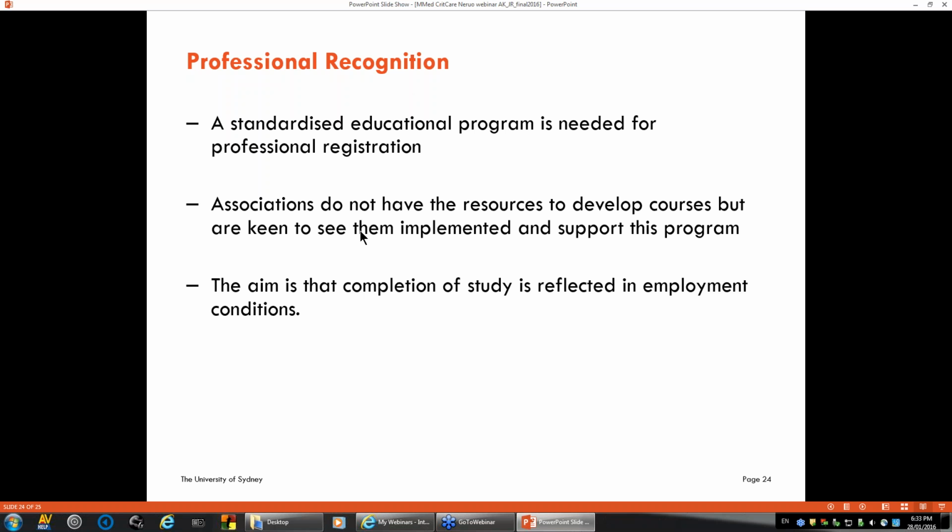And at the moment the associations want this, but they obviously don't have the resources to develop courses. They are keen to see them implemented and do support programs such as this coming out and giving us something to train us up. The aim is that at the completion of study, it is reflected in employment conditions. So in some states when you obtain a Master's it means that your pay rate may go up. It doesn't always mean this, but it's certainly the direction that we're heading in the industry.